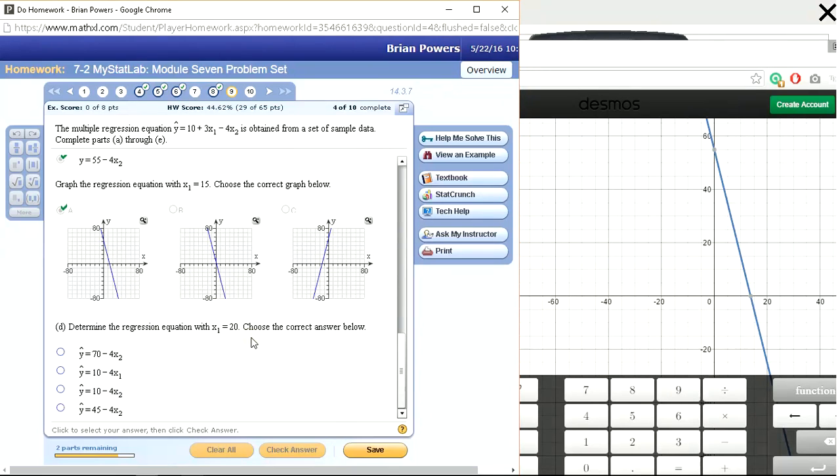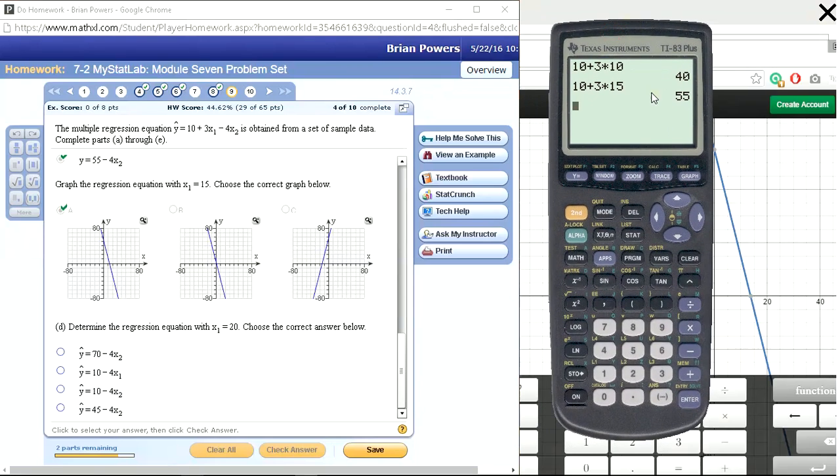Okay, regression equation x1 equals 20. This looks like more of the same. But just for argument's sake, if x1 equals 20, we're going to have 10 plus 3 times 20. The intercept is going to be 70.